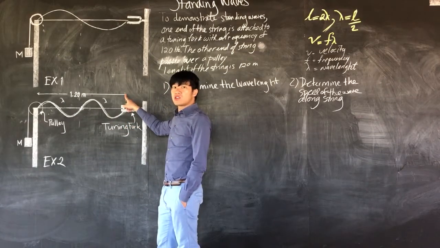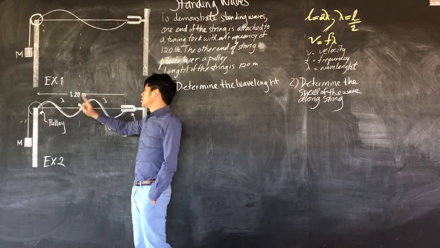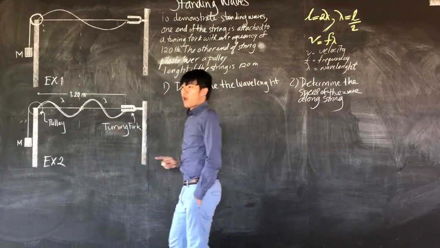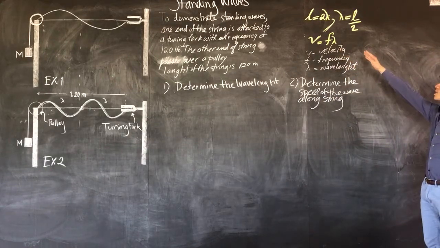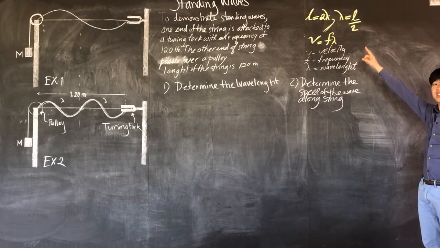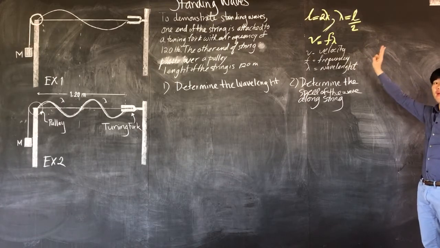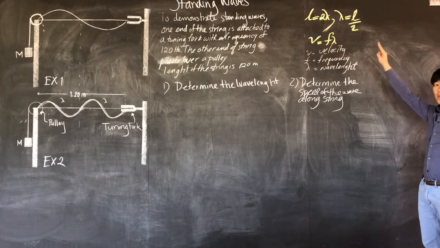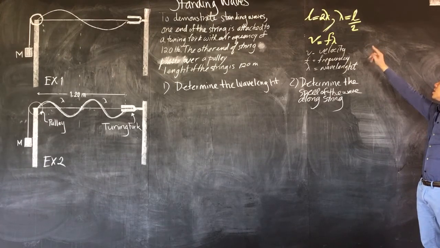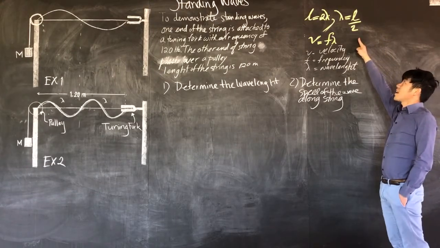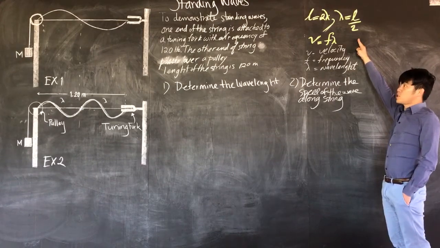So how long is the string? It's 1.2 meters. And how many waves are there? Two. This is where this term came from. As you can see right here, the L that I have, the length of the string, is equal to two wavelengths. And when I rearrange to figure out what the wavelength is, I divide both sides by 2. That makes the wavelength equal to length divided by 2.